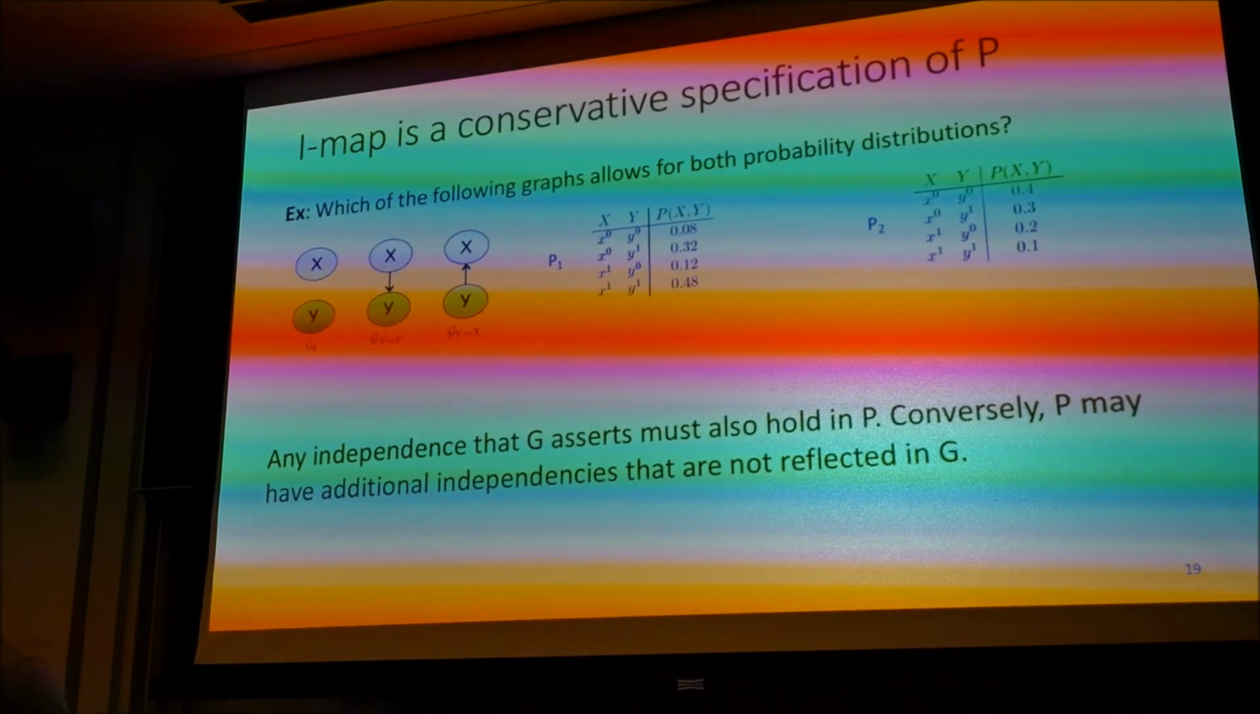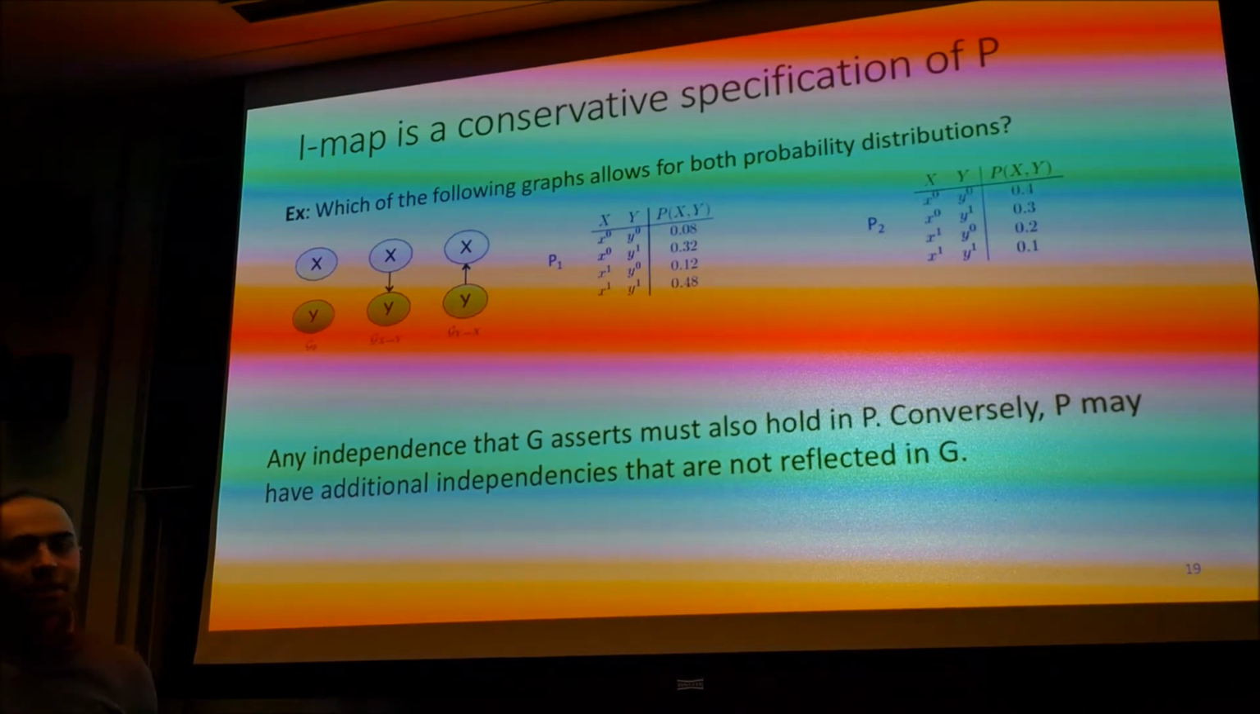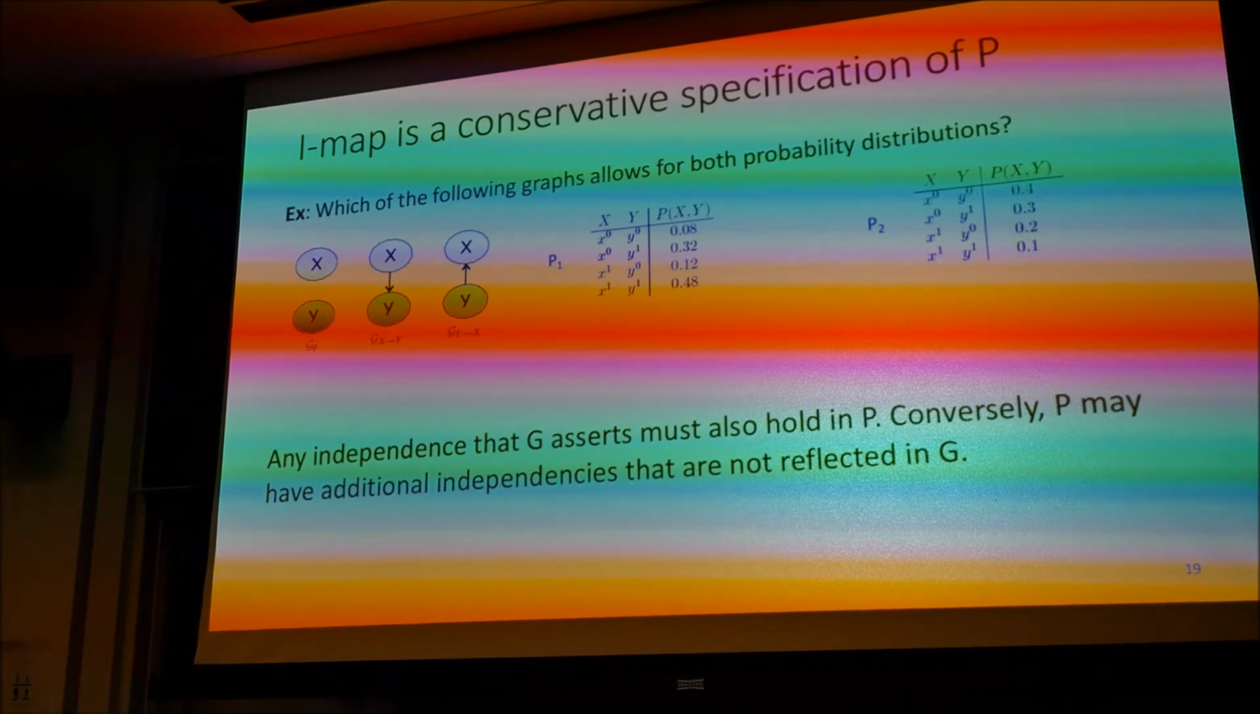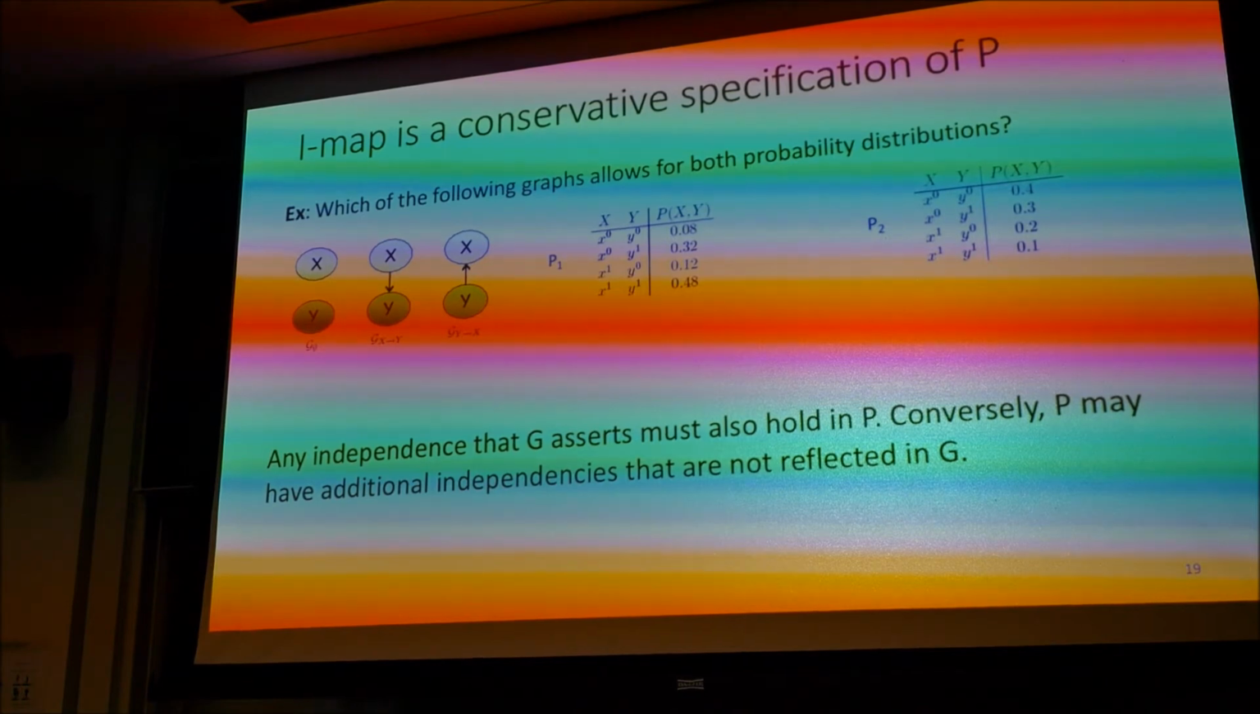All right, as I told you earlier, a DAG gives you a family of distributions, not a specific probability distribution. Now, the question is that we have three graphs. One has no arrow between X and Y. The second has an arrow from X to Y, and the other goes from Y to X. And I've given two probability distributions.